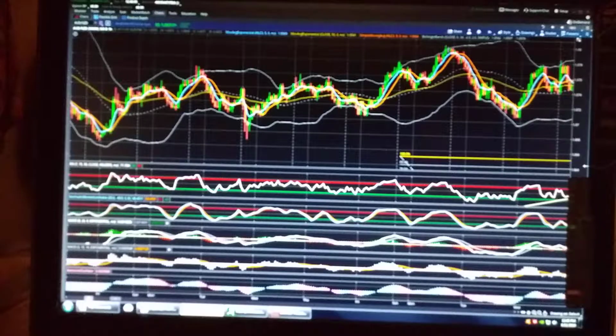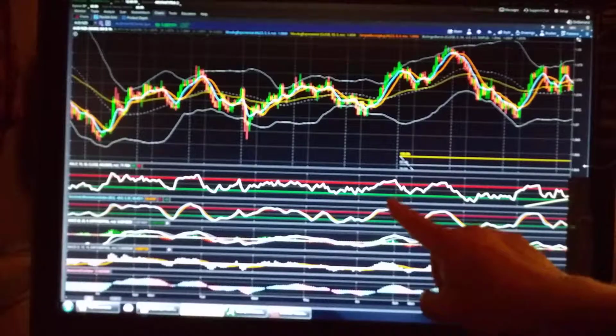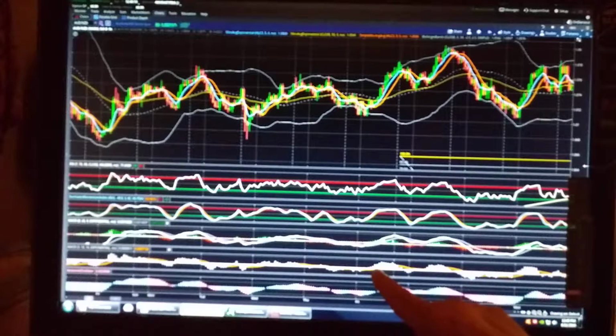So I have it in the order of importance. First, the RSI, then the stochastics, then the MACD, another MACD, and the awesome oscillator. The specific settings for them I'll list in the description.